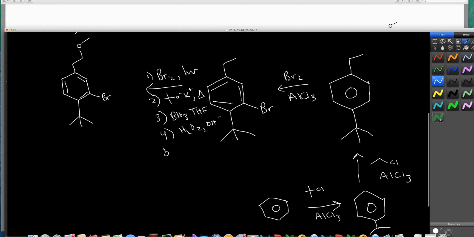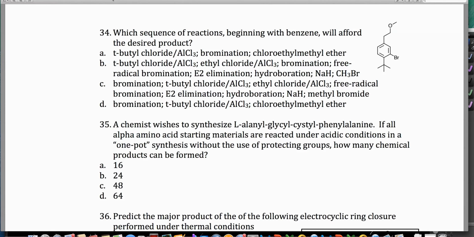Then we can activate the nucleophile by using NaH. And last, we can do the Williamson ether synthesis with methyl bromide. So let's see if we can pick the best answer that's there. I like t-butyl chloride, then ethyl chloride, then bromination, then free radical bromination, E2 elimination, hydroboration, NaH, CH3Br. B is the best answer for number 34.